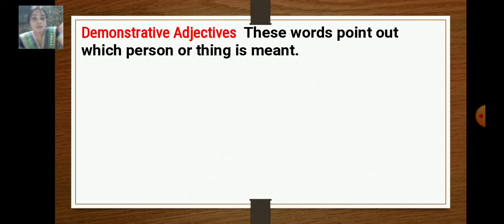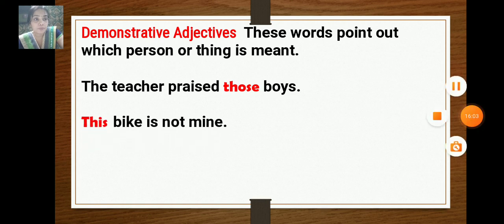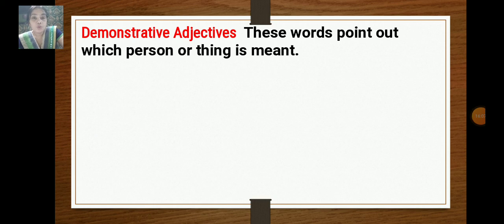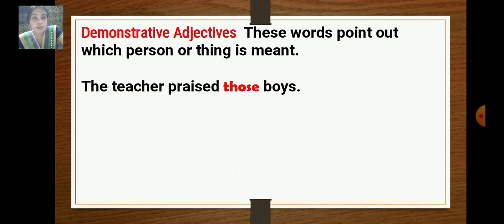Now let's see what are demonstrative adjectives. Demonstrative adjectives means these words point out which person or thing is meant. For example, the teacher praised those boys. So the word points out which person. Here which person is the teacher praising? Those boys. So it is a demonstrative adjective.